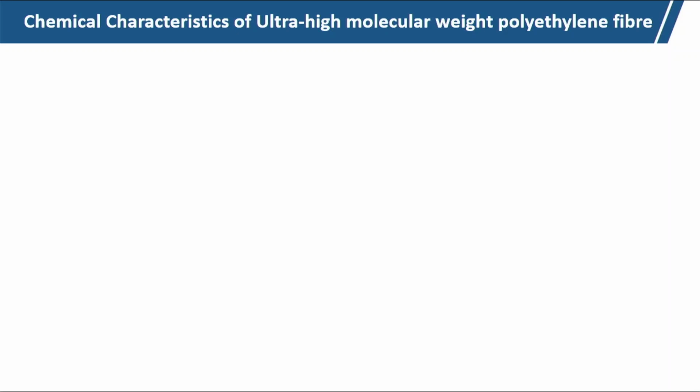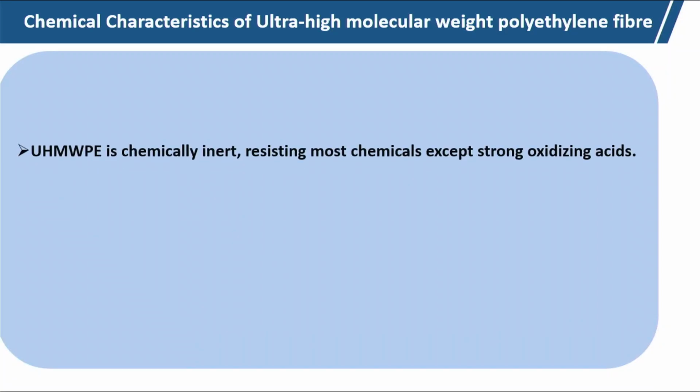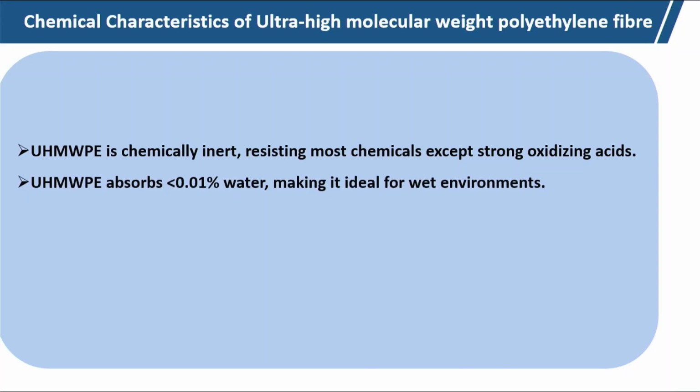The chemical characteristic of ultra high molecular weight polyethylene fiber is that it is chemically inert, because there is no reactive group. It is resistant to most chemicals except strong oxidizing acids. It absorbs less than 0.01% water. So, absorption is very low, making it ideal for wet environments. Its absorbance is almost 0, like polypropylene.